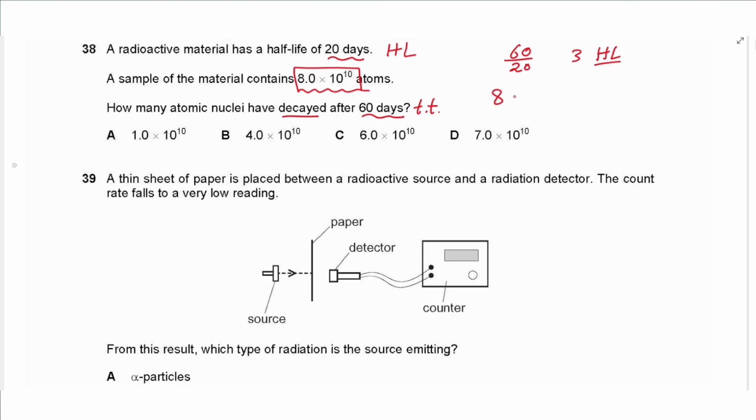This means that the original number of atoms, you keep dividing it by 2, 3 times. You started from 8, divide by 2, you get 4, divide by 2 a second time, you get 2. The last time you get 1 times 10 to the power of 10 atoms that remain. So the decayed would be 8 minus 1, which gives you 7 times 10 to the power of 10 atoms that decayed, and the remaining were 1 times 10 to the power of 10 atoms.